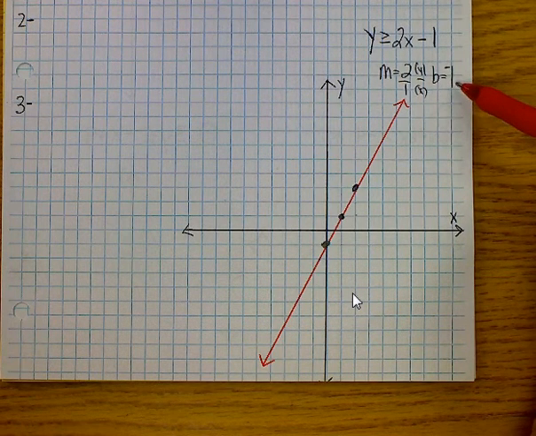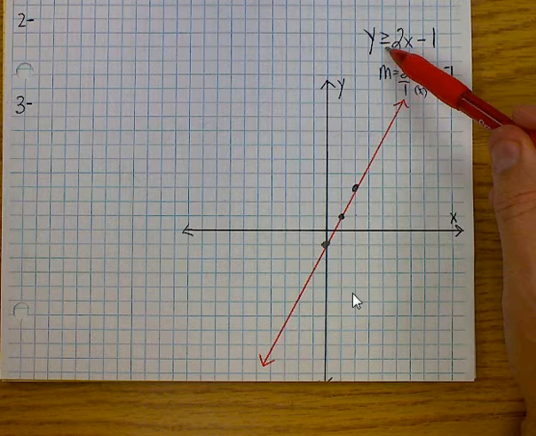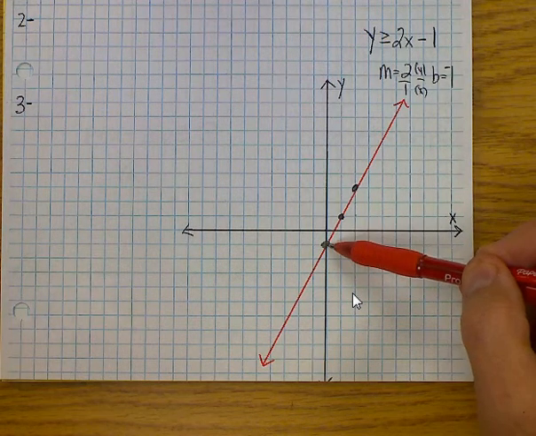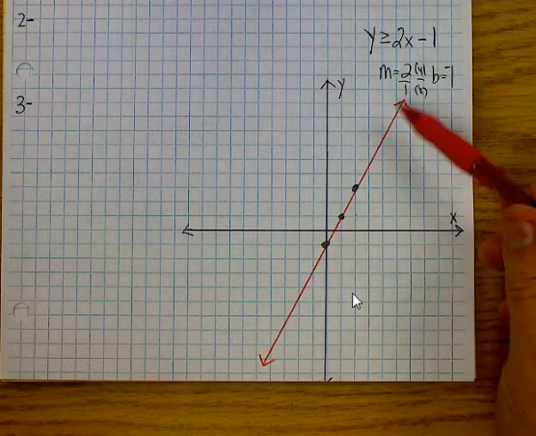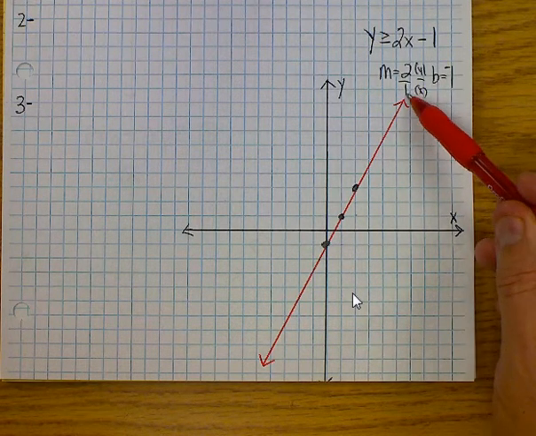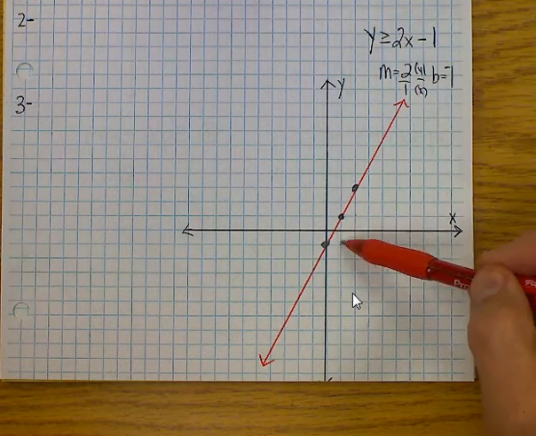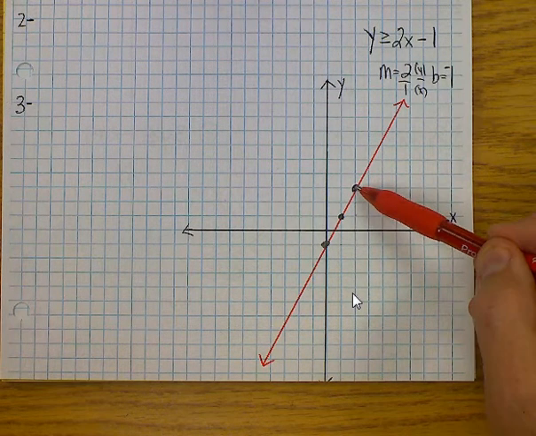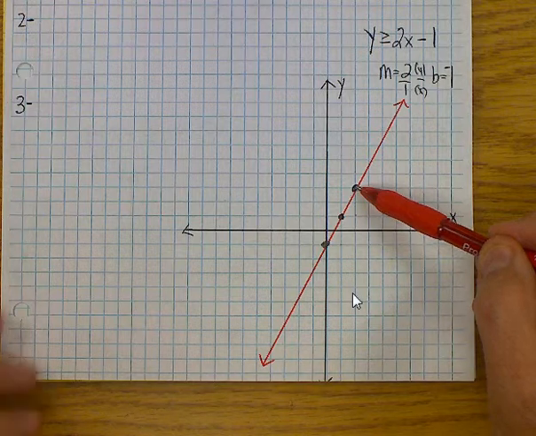So to graph this, we're going to graph it normally, even though it's an inequality. We come down, and we go on the y-axis to a negative 1, we put a point. And then from that point, I'm going to use my slope. The x is 1 and the y is 2, so I'm going to move over 1 and go up 2. Put another point. Move over 1 and go up 2. Put another point. All right?